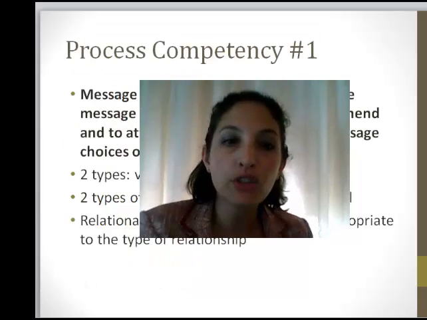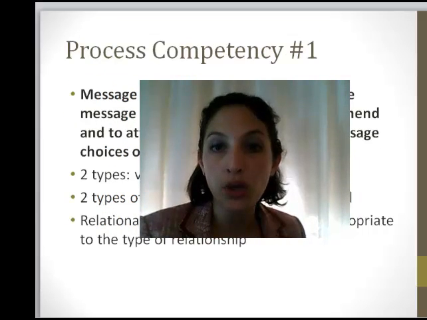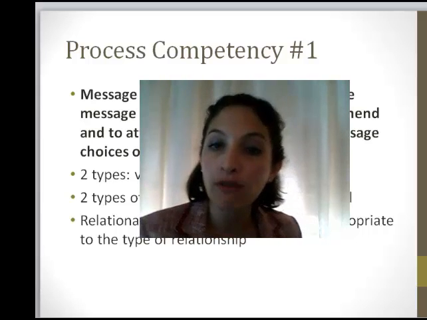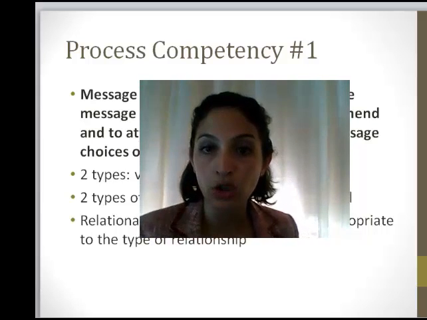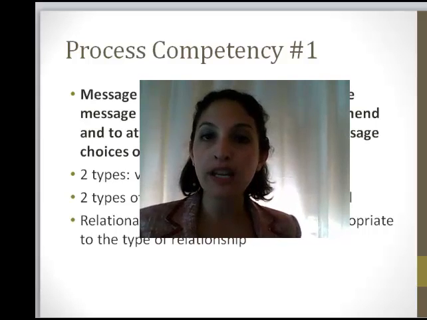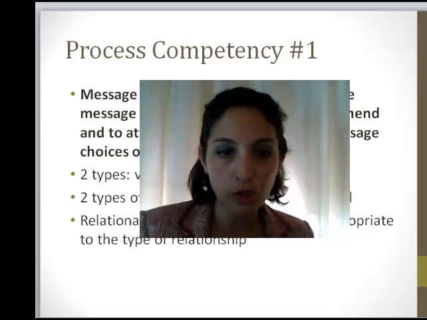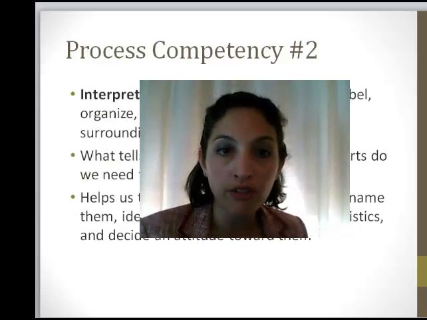Moving to the first one, message competence: the ability to make message choices that others can comprehend and attend to. Can you make verbal and nonverbal messages, and can you do them appropriately by content and relationally? So do you make the right message? Is your word choice appropriate? And did you make the right message per the relationship you're in? I'm going to move on, but please review these slides more carefully.